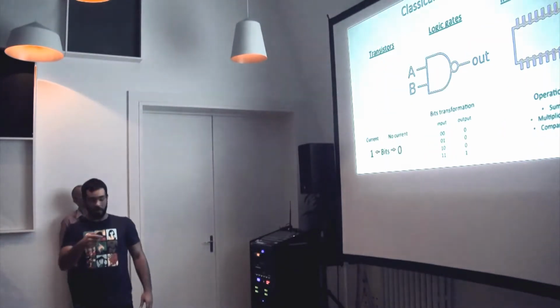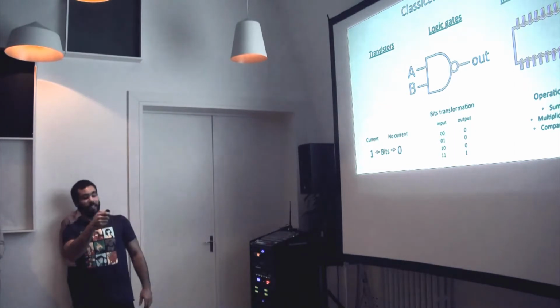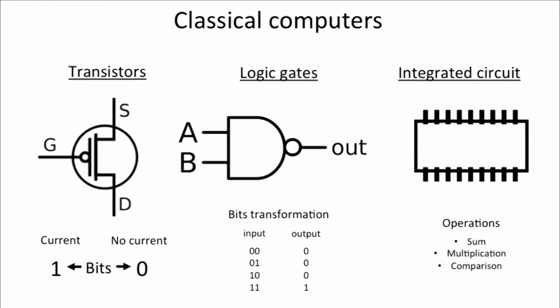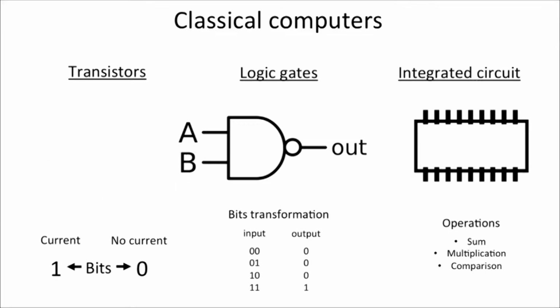Let's start with how a classical computer works. We have transistors. If you have current passing through a transistor, you have a 1 bit, which is 1. And if there is no current passing, it's 0, which is the bit 0. Then if you put many transistors together, you make a logic gate. With a logic gate, you can transform those bits.